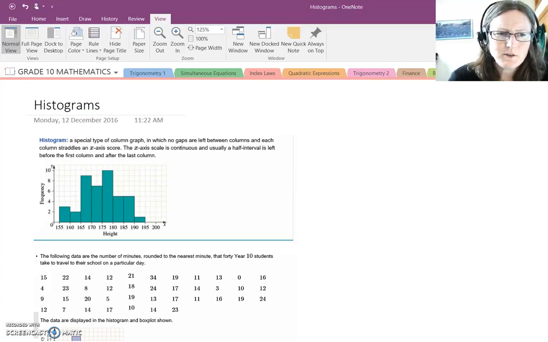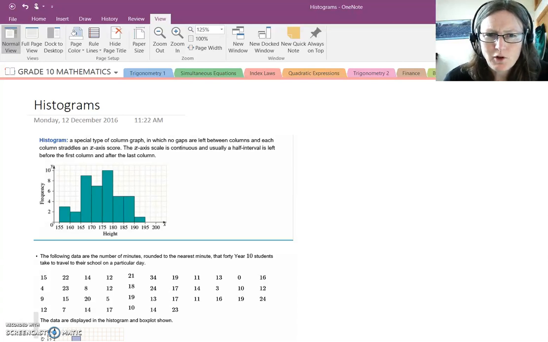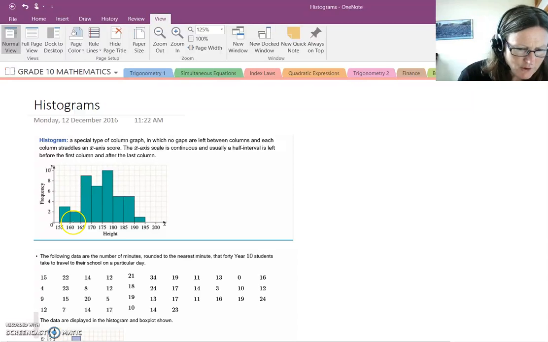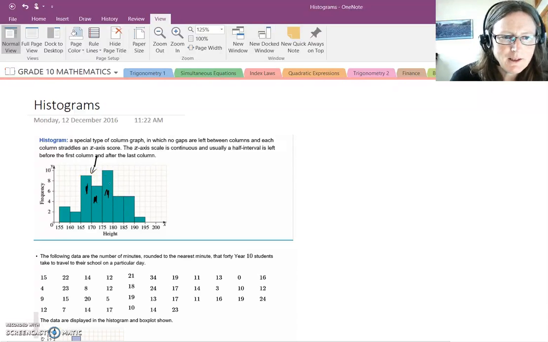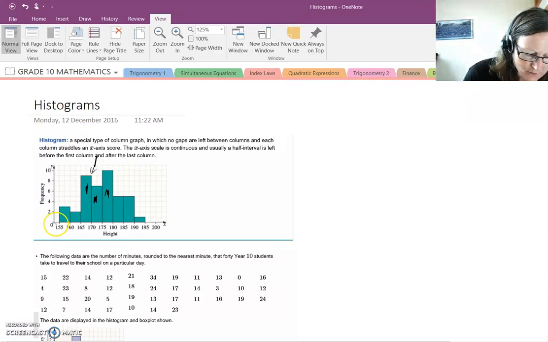Okay, let's look at a histogram. It's a special type of column graph. Please note there are no gaps left between the columns, so these columns butt up to each other. This column butts up to this one, butts up to that one, and there is usually a half interval left before the first column. So like a half interval, half the width of a normal column, is left at the start.